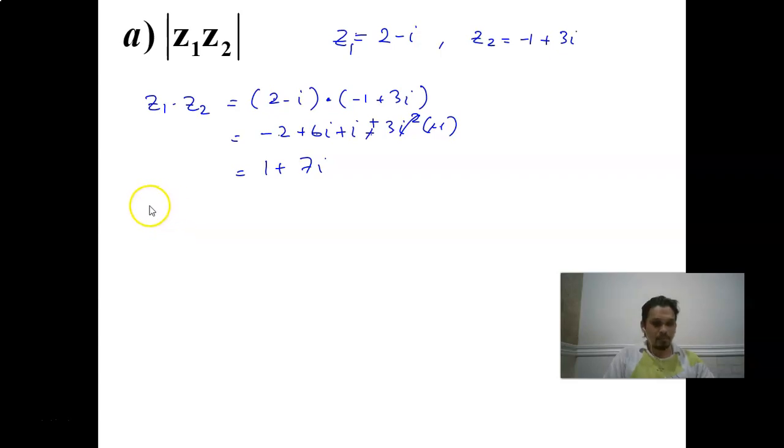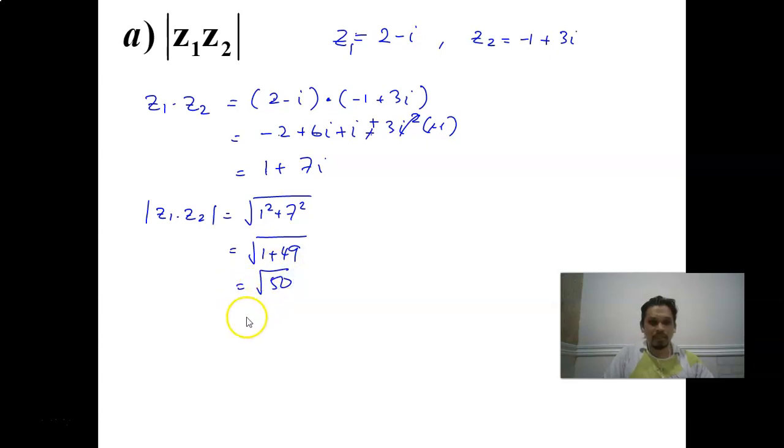Then the modulus of z1 times z2, which is the modulus of a plus bi, here 1 and 7, is the square root of 1 squared plus 7 squared. 7 squared is 49, and 49 plus 1 is square root of 50. We simplify this: 50 is 25 multiplied with 2, so the square root of 25 is 5, giving 5 square root of 2.